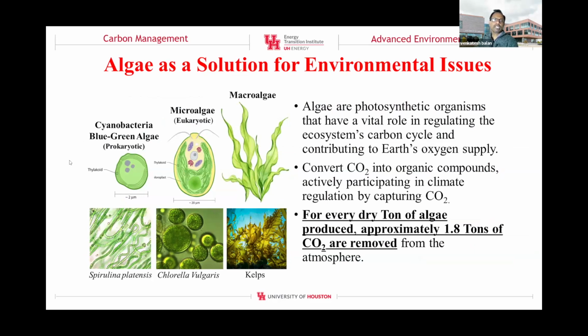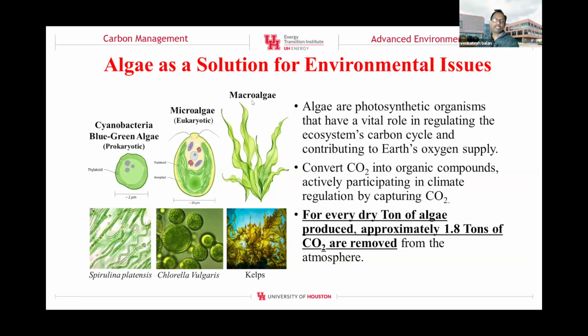There are three types of algae. One is the prokaryotic cyanobacteria. They are very microscopic, about 2 micrometers. The other one is eukaryotic microalgae. They are approximately 20 micrometers, a little bit longer. They have flagella, and some of them have tails. They can swim from place to place in the water. They have mobility.